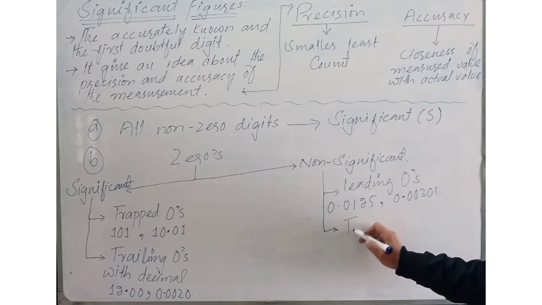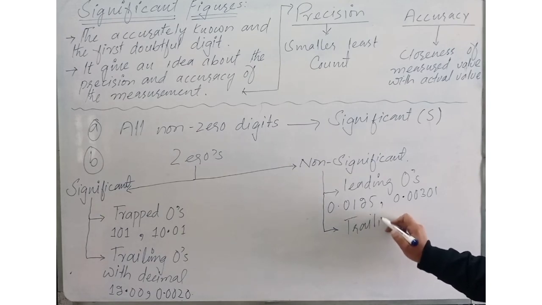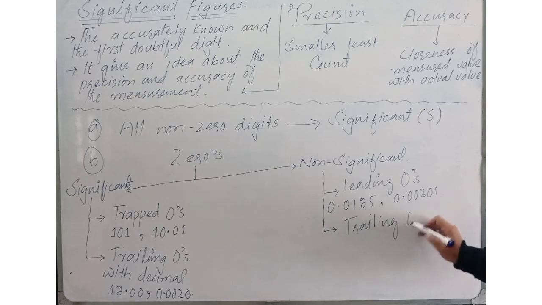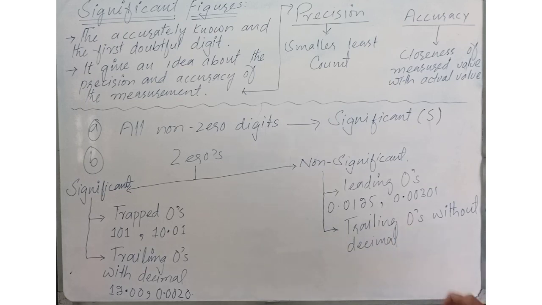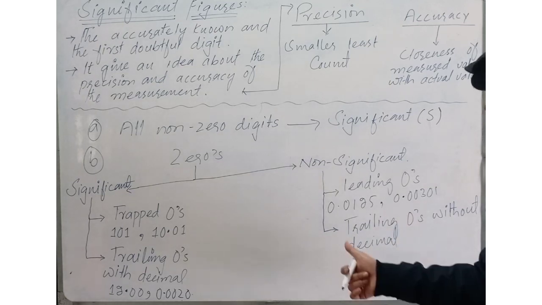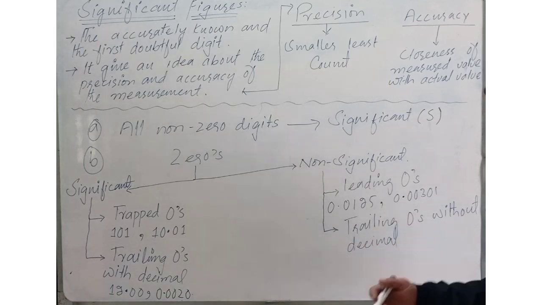Trailing zeros without decimal. Most of the time students get confused at this point. Like, let me give you an example.